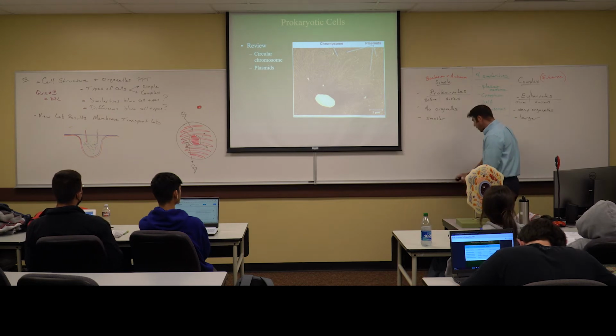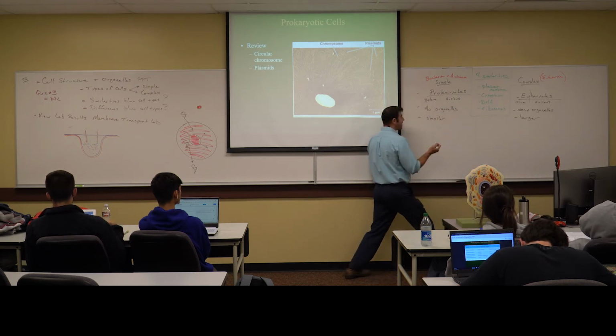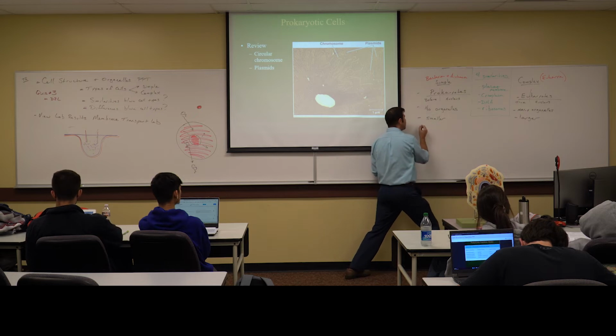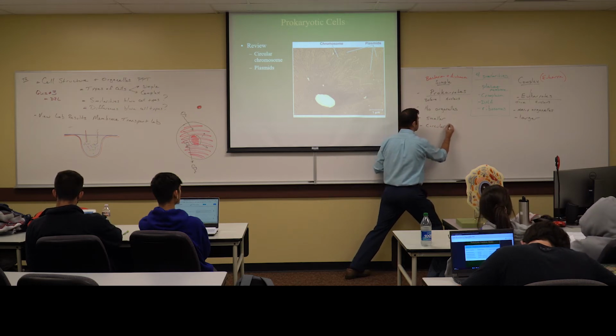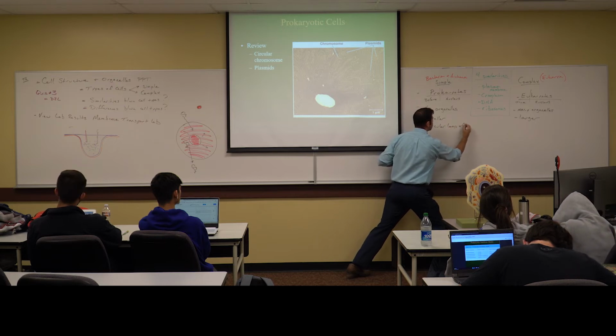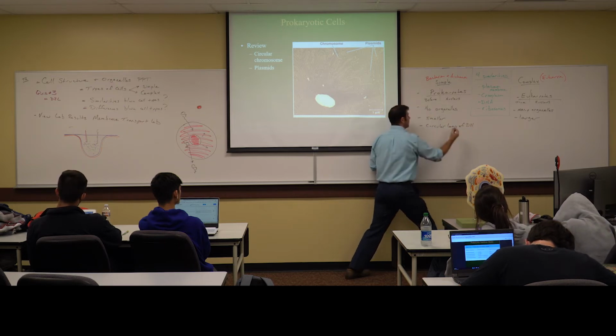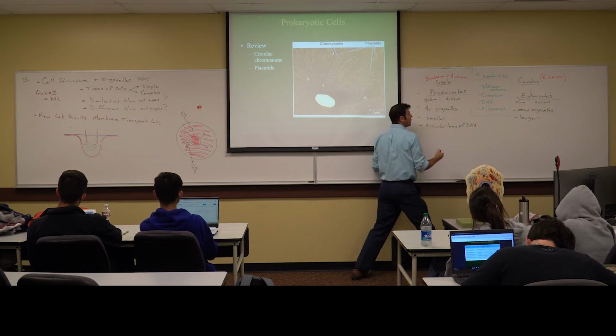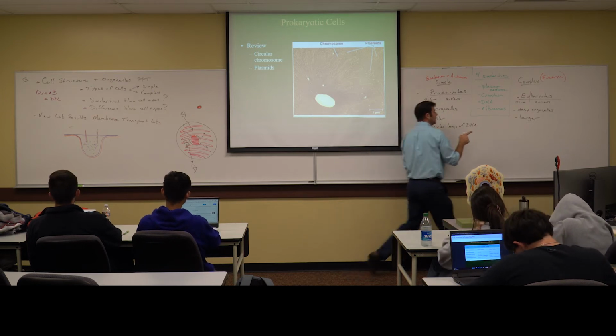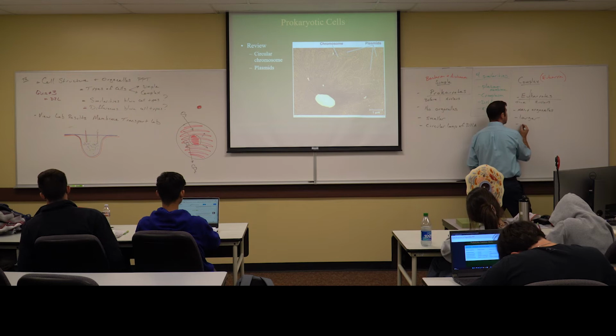One of them is that all of the prokaryotic cells have DNA. Yes, all cells have DNA, but the DNA in prokaryotic cells is in a circular loop. That's not what we're going to find in these more complex cells. In the complex cell, the DNA is broken up into chromosomes.